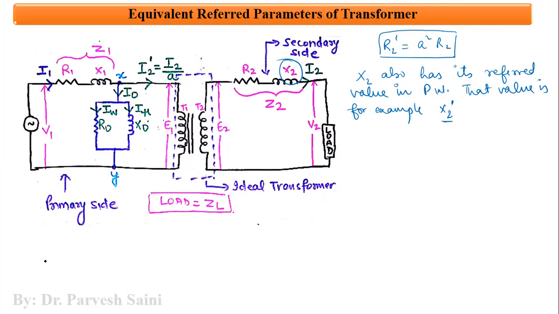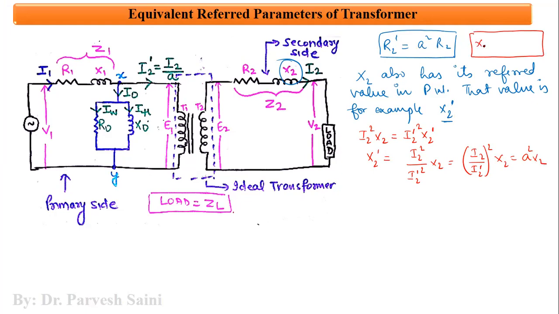So the effect of X2 in the secondary winding is I2 square X2. These two effects are same, so it is equal to I2 dash square into X2 dash. So from here you can find out X2 dash, which is equal to I2 square by I2 dash square into X2. So we can write it as I2 divided by I2 dash whole square X2, which is equal to A square X2. So X2 dash is equal to A square X2, right?